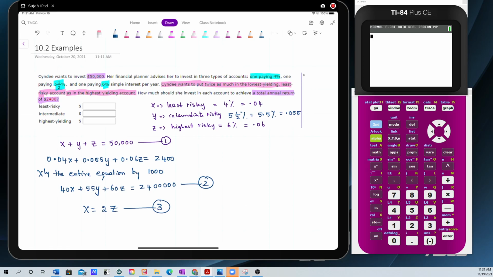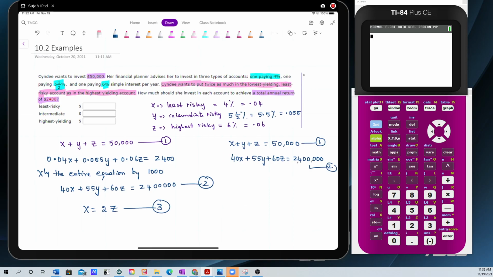Okay. So I made the 3 equations. Now I have to solve it. So let me write on the side. The first one I have is X plus Y plus Z is equal to 50,000. 40X plus 55Y plus 60Z is equal to 2,345. Careful about the zeros.